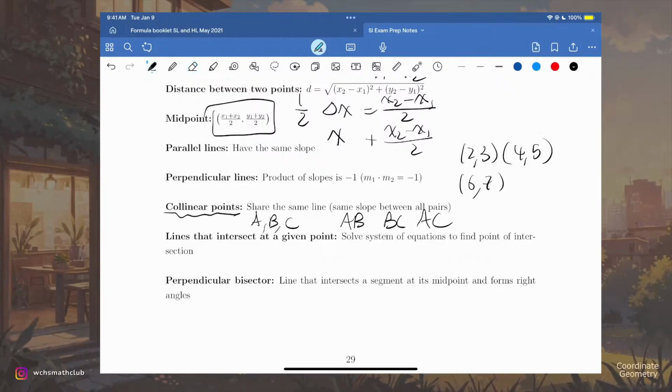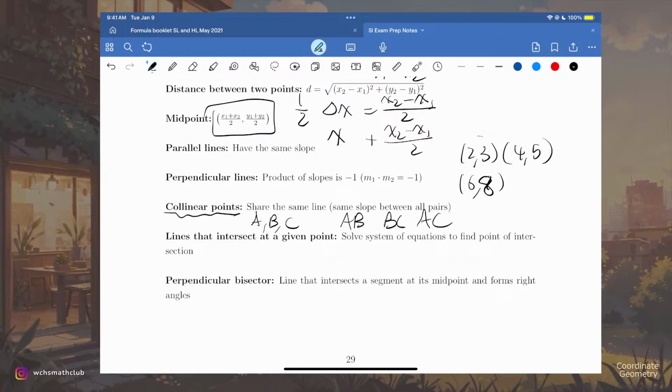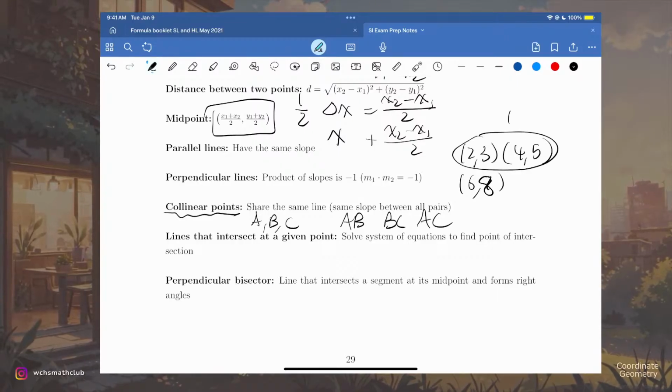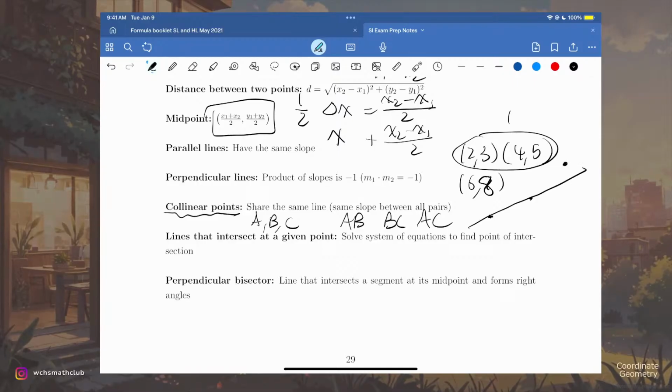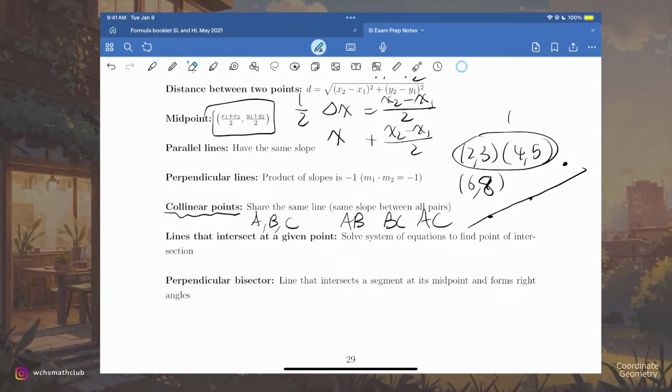But if this 7 was changed to an 8, for example, the slope between these 2 points would be 1. The slope between these 2 points would actually be 3 over 2. So then these points look something like this, right? So then they're not collinear.